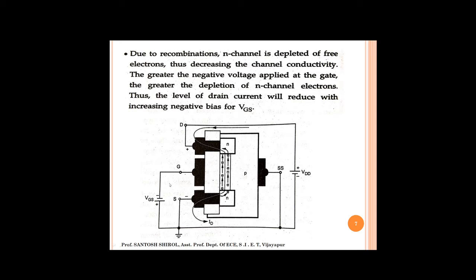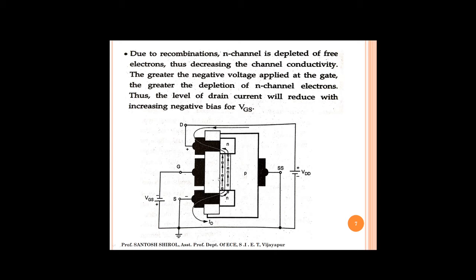Earlier we have taken the example of minus 1 volt. Now we take minus 2 volt. Then more electrons are emitted by this negative terminal, more repulsive force will be there, and still more electrons will be jumping into the substrate, and the total electrons flowing through the channel are further reduced, and because of that the current will be further reduced.